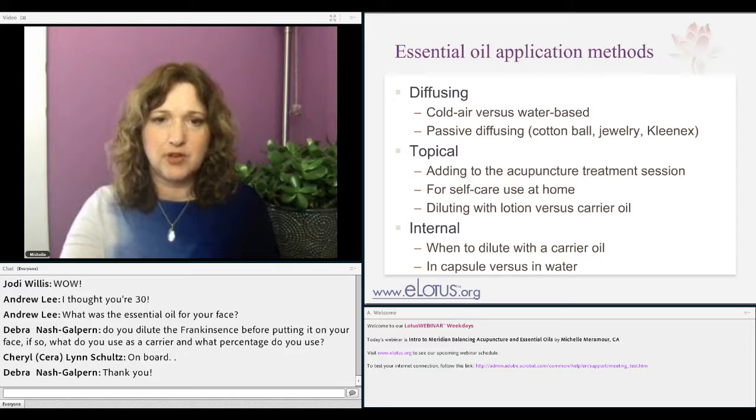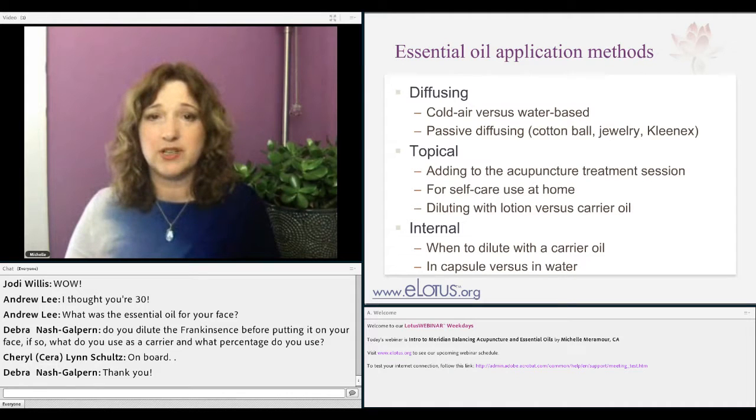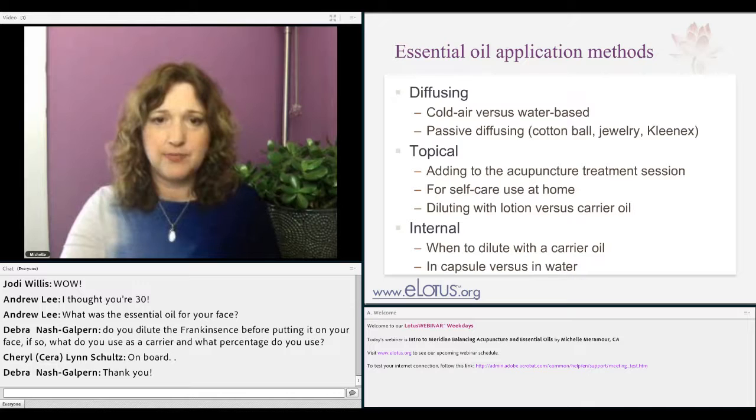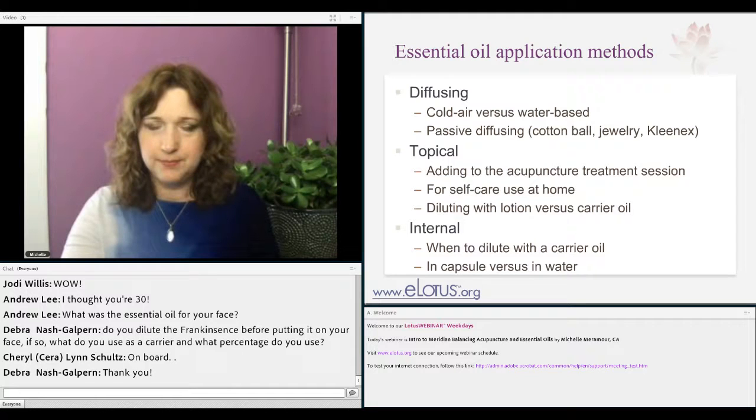You can use it for topical applications, adding to the acupuncture treatment session. Like I said, I only put the oils on the soles of the feet. We'll talk about that in detail. Also the self-care use at home, and when to dilute with a lotion versus a carrier oil. Also, when to use it internally, and when to dilute with a carrier oil for internal use, or to put it in water or in a capsule.